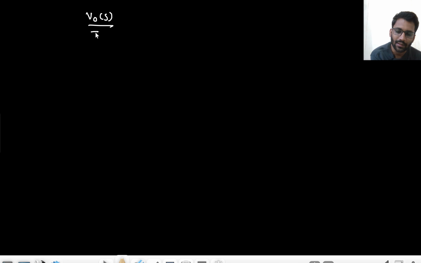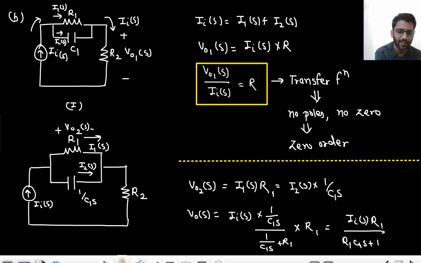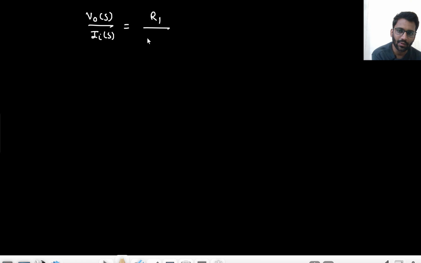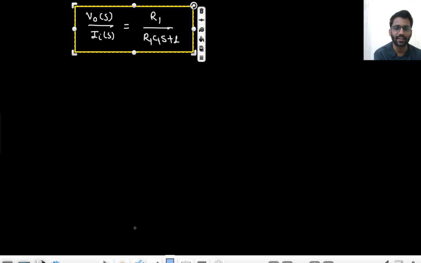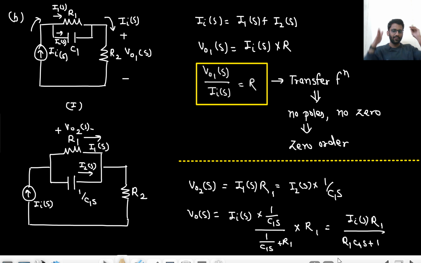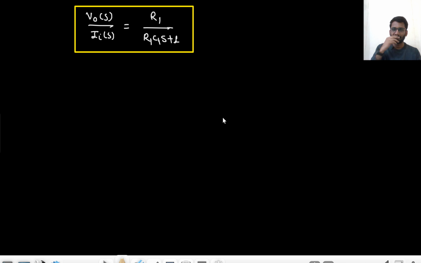V0S by INS would be R1 upon R1 C1S plus 1. Are you getting my point? How did I find the transfer function? Very easy, right? Just INS is divided into two parts, R1 and 1 upon C1S. So I1S would be 1 upon C1S upon 1 upon C1S plus R1, so it would be 1 upon R1 C1S plus 1 into R1 into INS. So basically V0S by INS is R1 upon R1 C1S plus 1. Simply the current division is there, nothing else. So this is my transfer function.